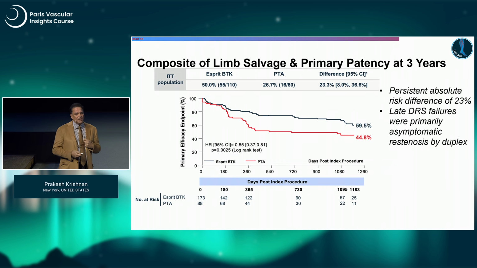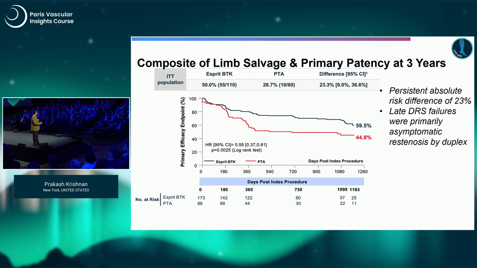And just to keep in time, the beauty was the composite effect of the limb salvage and primary patency at 3 years was statistically significant in the DRS arm as compared to the PTA arm. This is the first trial that showed efficacy of an implant, of a product that was approved, that was tested for below the knee, that actually showed efficacy over PTA with an absolute difference of 23%.